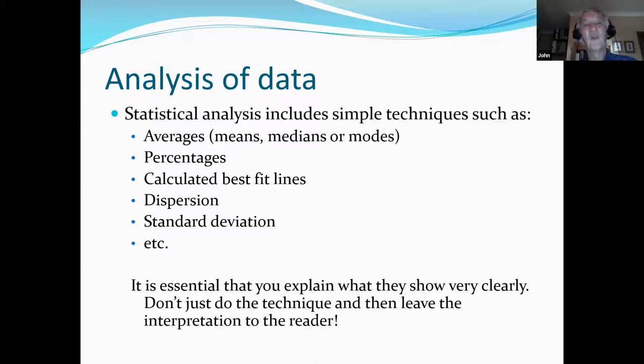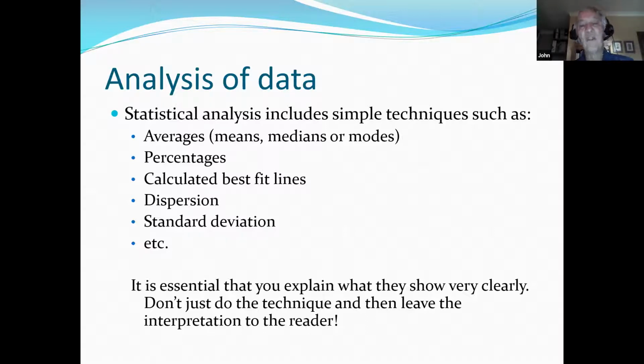You can possibly calculate best fit lines. You can do dispersion graphs. You can do standard deviation. The actual sums in standard deviation are quite complicated. You get quite big numbers in standard deviation, but the formula isn't difficult. It's time consuming, but a standard deviation is a great technique. It's a good geographical technique.